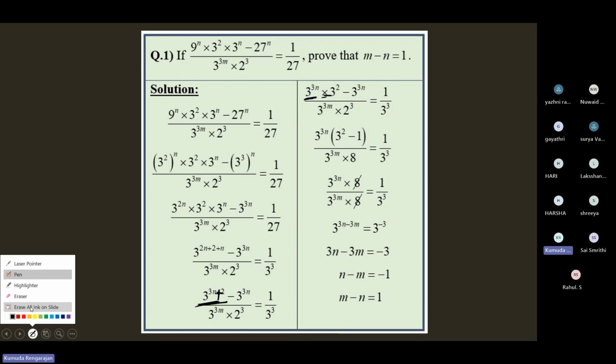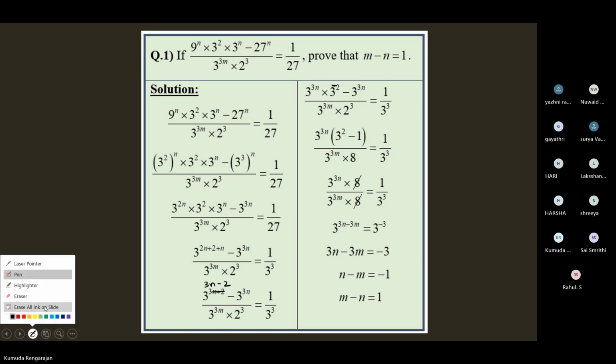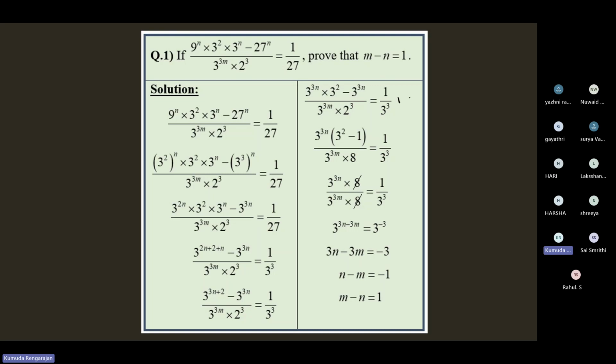See, now your question will be, what if it was 3n minus 2? Supposing it was 3n minus 2, then you'll have to write 3 to the power 3n into 3 to the power minus 2. Then when you use the rule, bases are same, multiplication, add the powers, so 3n plus minus 2, so 3n minus 2. All right, so that's the only change in this step. This is written as 3 to the power 3n into 3 squared. The other terms as they are.